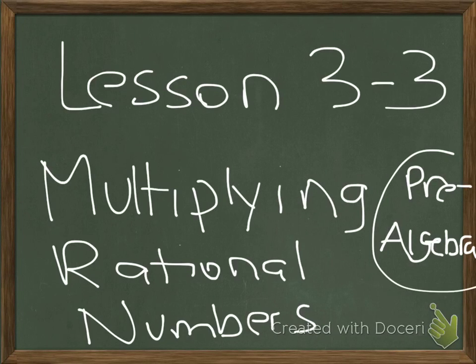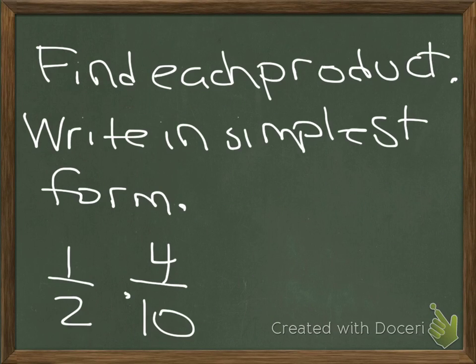Today we're looking at lesson 3.3 on multiplying rational numbers. And another way of thinking of rational numbers here is multiplying fractions or mixed numbers together. And that's really what we're going to be practicing in this lesson. So the first problem has us find each product, which means multiply.